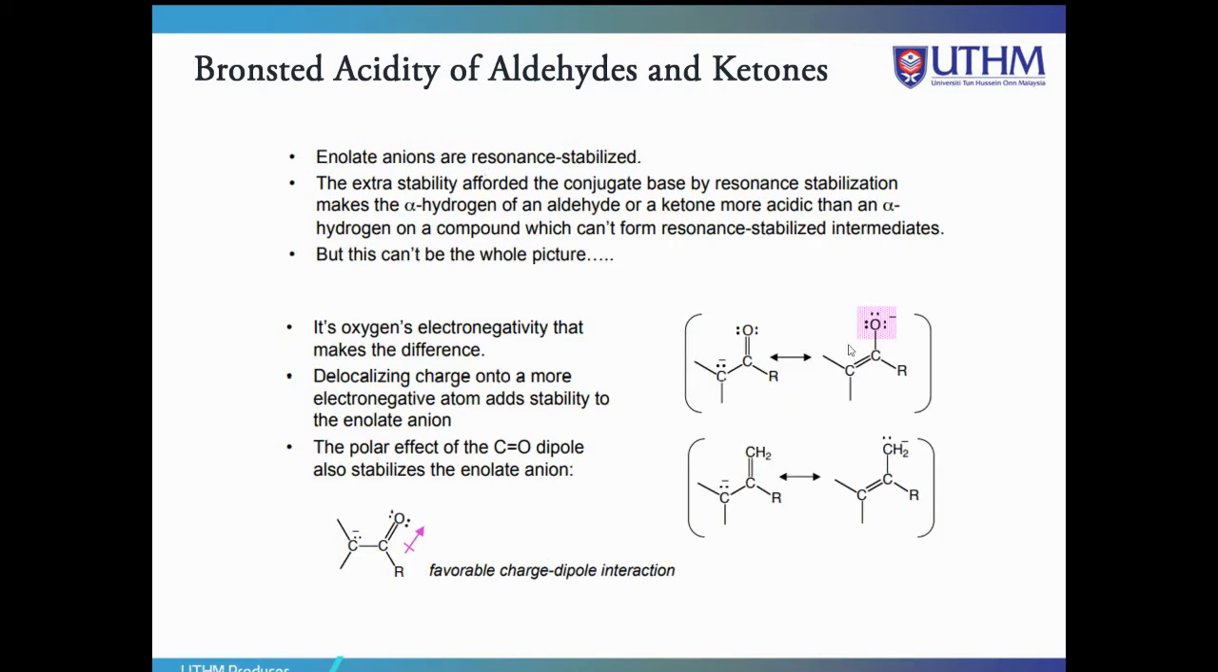Enolate ions are resonance stabilized. The extra stability afforded the conjugate base by resonance stabilization makes the alpha hydrogen of an aldehyde or ketone more acidic than an alpha hydrogen on a compound which cannot form a resonance stabilized intermediate. But this cannot be the whole picture. It's oxygen electronegativity that makes the difference. Delocalizing charge onto a more electronegative atom adds stability to the enolate ion. The polar effect of the C=O dipole also stabilizes the enolate ion.